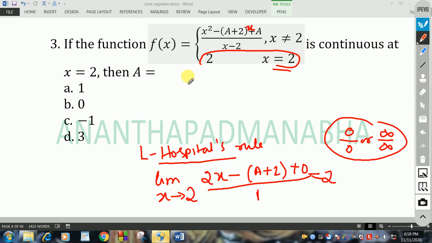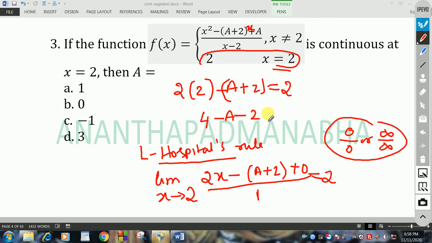When you apply the limit here, you will get 2 into 2 minus (a plus 2) is equal to 2. So it is 4 minus a minus 2 is equal to 2. This implies that a is equal to 0. 4 minus 2 is 2, the 2 cancels, and a is equal to 0. So for a equal to 0, the given function is continuous at x equal to 2. So this is the answer.